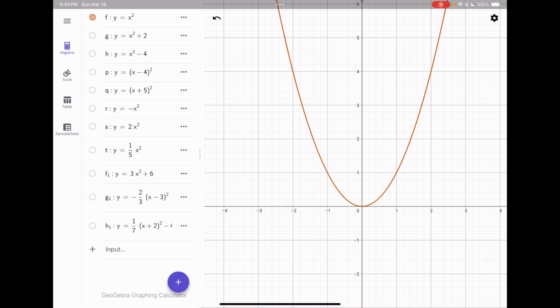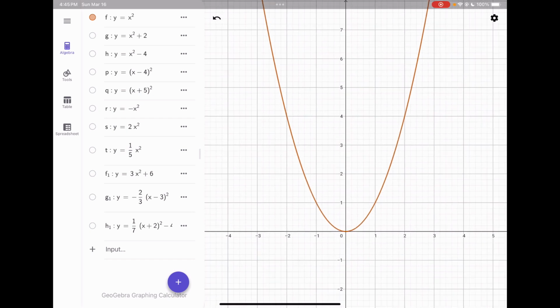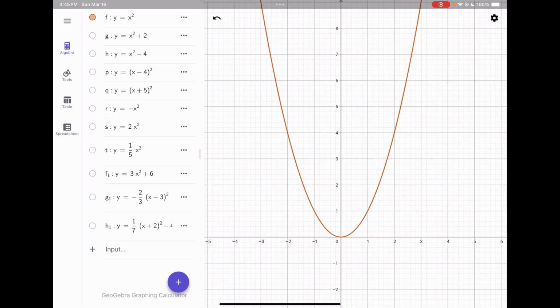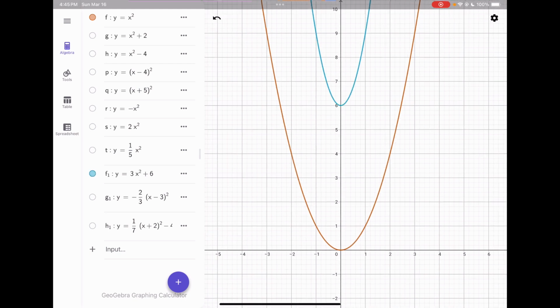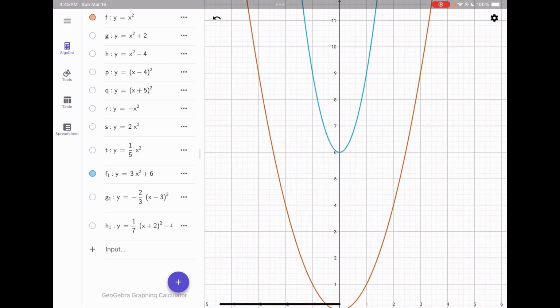So watch what happens in this case. 3x squared plus 6. The 3 on the outside of the function indicates that we're going to have a stretch since it's bigger than 1. And the 6 on the outside means that the whole thing is going to shift in the vertical direction upward, which is what we see right here. It looks a little skinnier from the stretching, and the 6 is it being bumped up by 6 spaces.